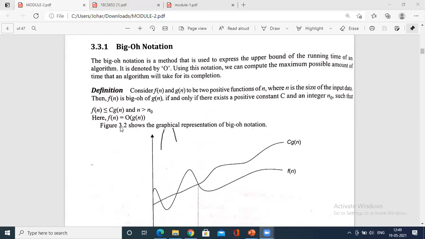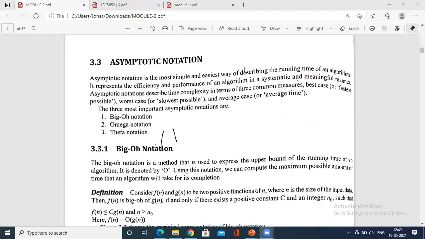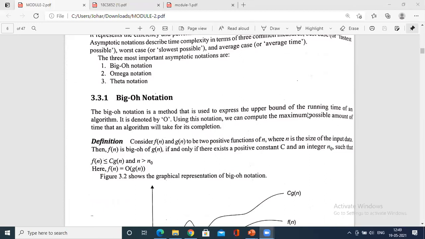So always, to explain big O notation, you have to write: big O notation is used to represent the upper bound of the running time of an algorithm. This statement is important for you. This statement is very much important. Why do you use big O notation? Big O notation is used to represent the upper bound of the running time of an algorithm.